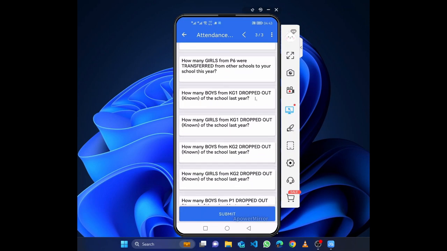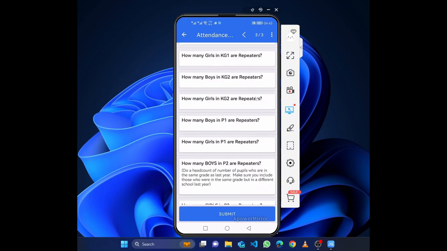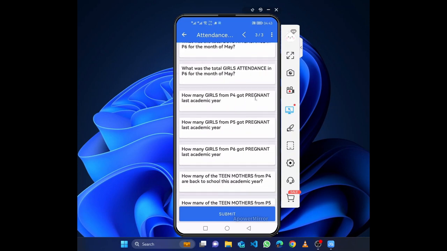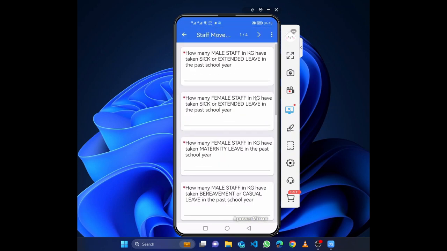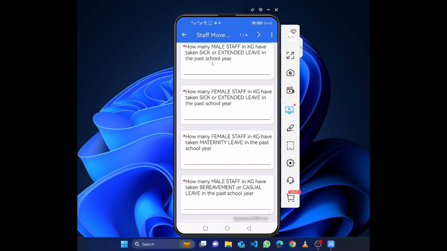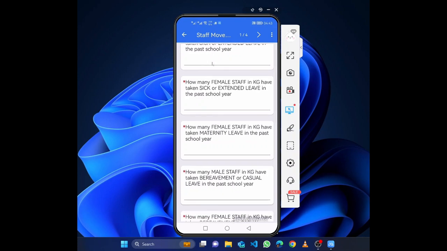It reviews everything you have done for you, and if you are okay, you click on submit. And the last one is teacher movement. So how many male staff or female staff in KG have been sick or transferred? How many male or female staff have been sick or transferred?